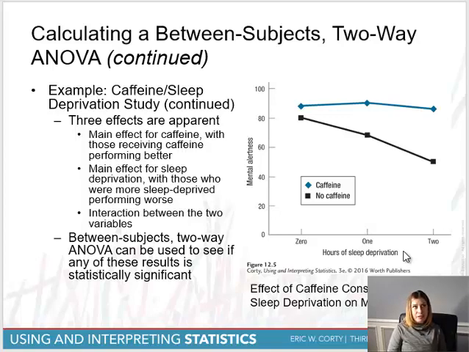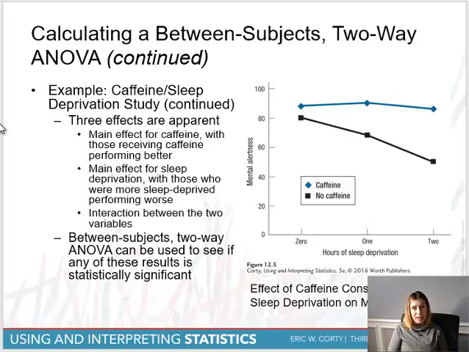So the idea here is that perhaps being sleep deprived is going to decrease your mental alertness, and that perhaps having caffeine will help you retain that alertness. And maybe the 2 independent variables will interact in some way. So because of that, we're going to be looking at really 3 different questions.